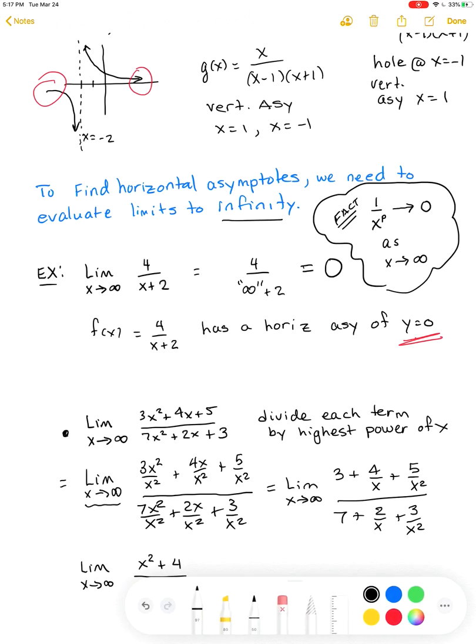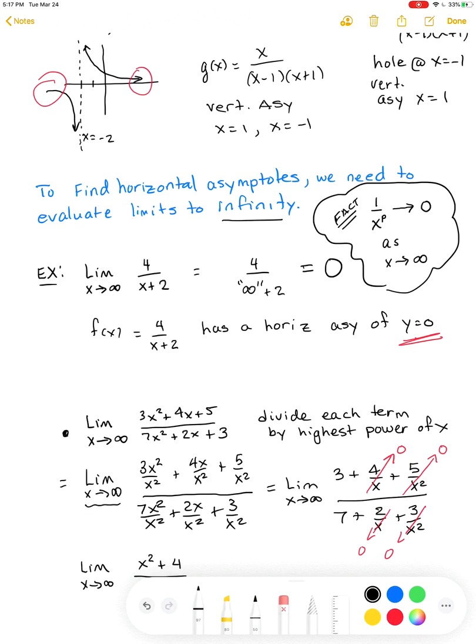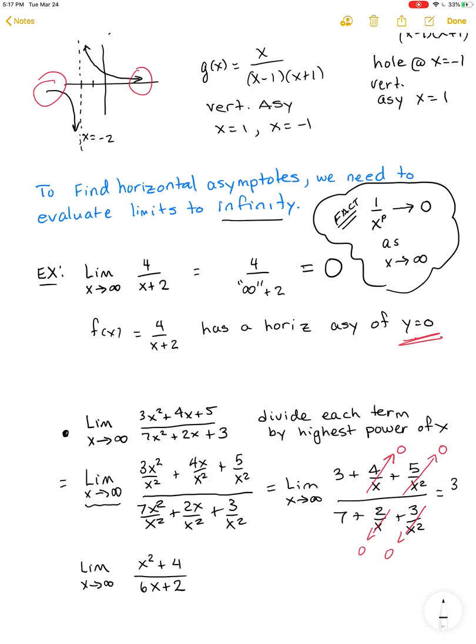We're going to infinity. Now I look at the terms that have an x in the denominator, and I use my fact from above that those terms will vanish as x continues to grow. So everything disappears, and all that we're left with here is the 3 and the 7. And that's my limit. And then I would say the line y is equal to 3/7 is the horizontal asymptote for that original fraction.